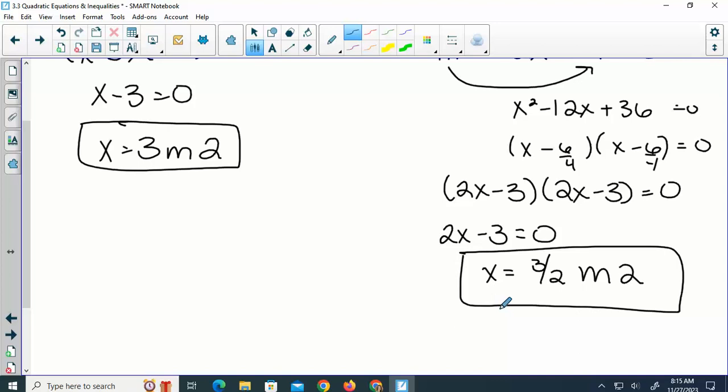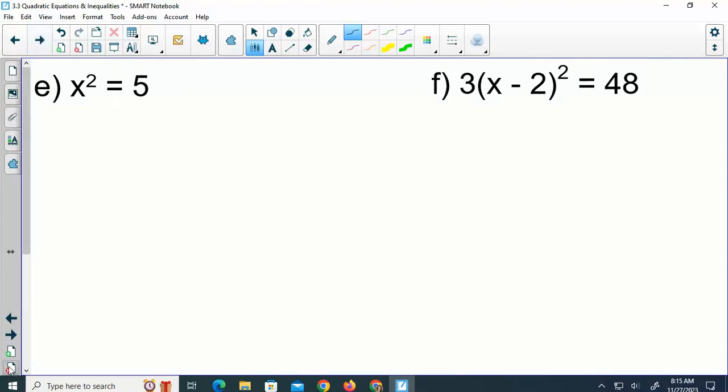Are there any questions about solving these by factoring? We've done factoring already this year, and you did this last year, so it's really just taking our factoring that we did at the beginning of the year and adding the one more step where you set it equal to 0 at the end. Let's look at E. How could I solve this?